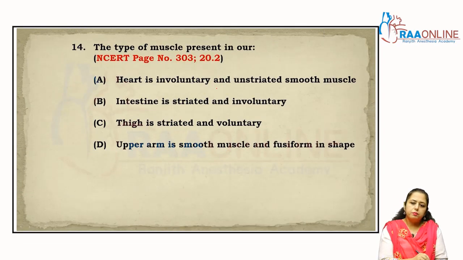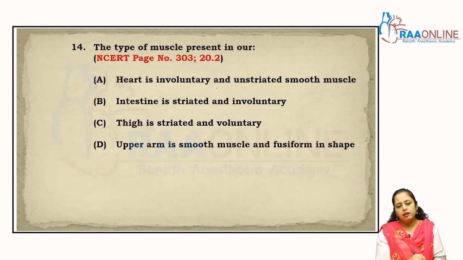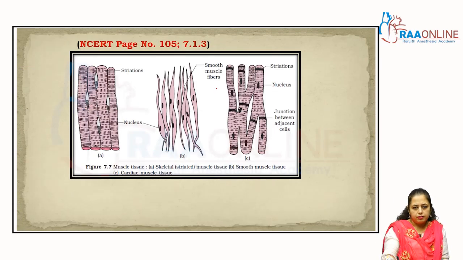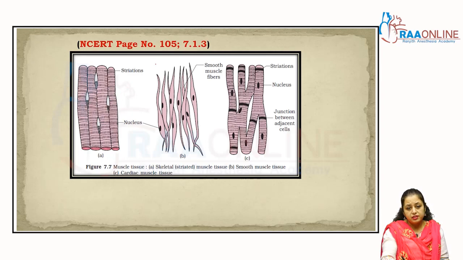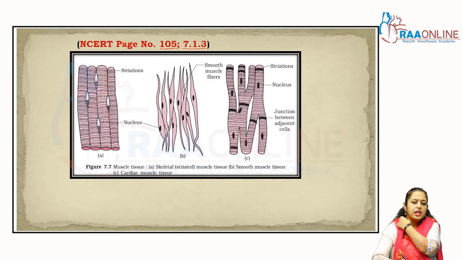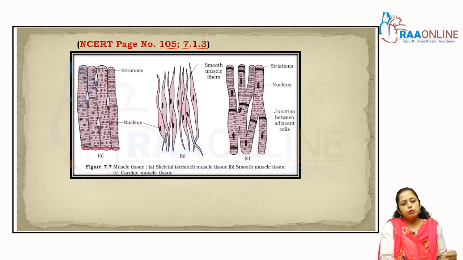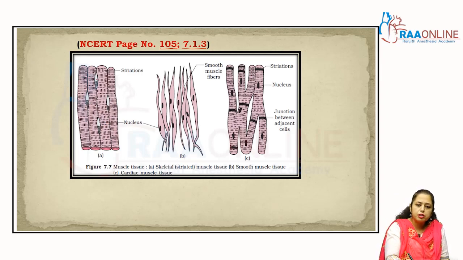The type of muscle present in our body. We know that we have three kinds of muscles, right? See here, we have three kinds of muscles. This is the diagram of the muscular tissues, three types, which is given in the chapter Structural Organisation in Animals at page number 103, figure 7.1.3. First, this one is the skeletal muscle, and that skeletal muscle is also known as the striated muscle or the voluntary muscle. You can see here, these are the striations, that's why they are also called the striated muscles.